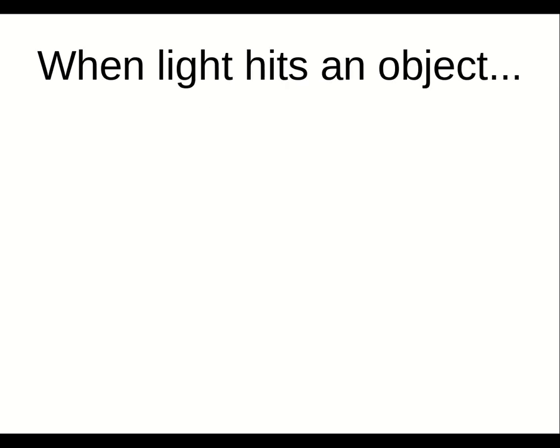When light hits an object, it can do one of three things. It can either reflect or scatter, that we've already talked about.